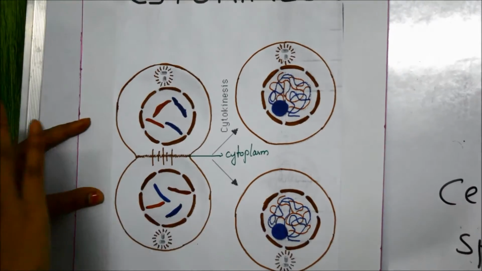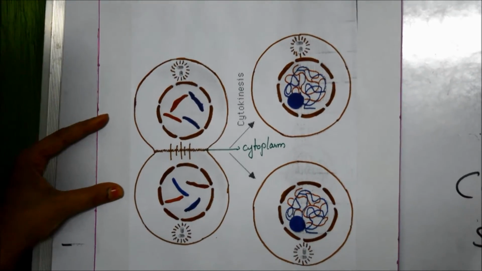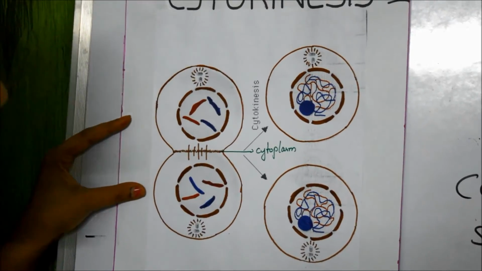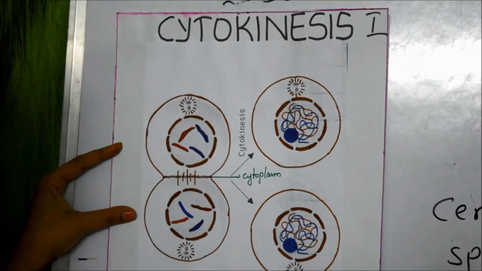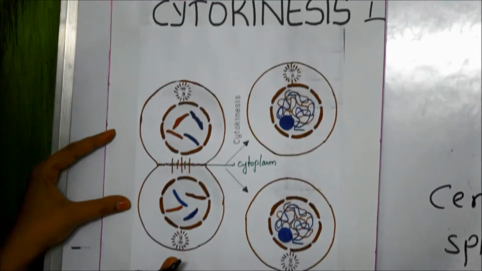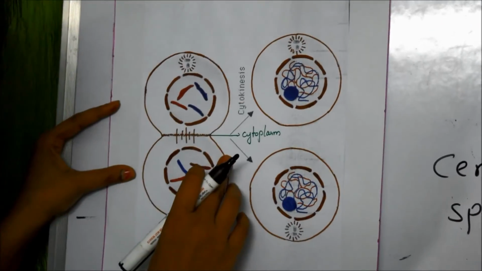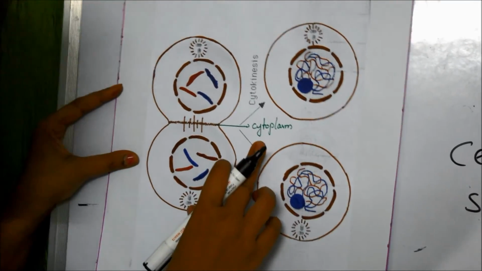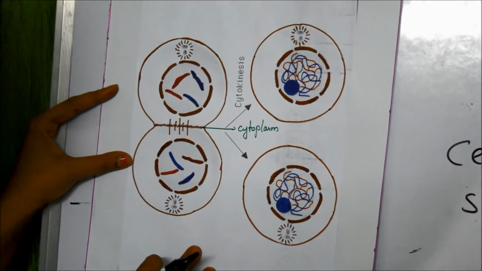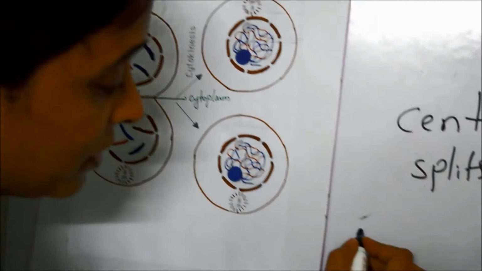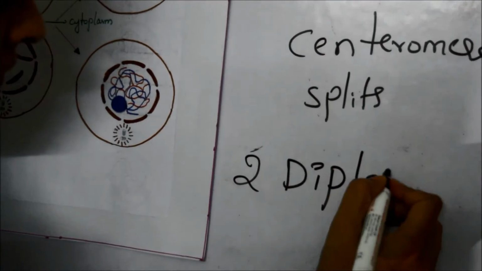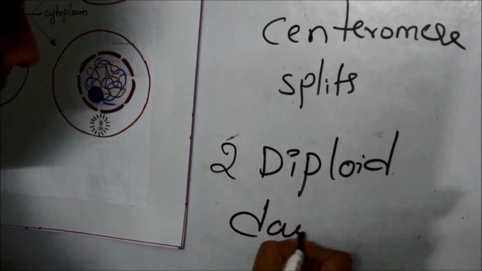The first four stages, prophase, metaphase, anaphase and telophase, together are called karyokinesis because they show the division of the nucleus. The last stage of mitosis we call cytokinesis because only the cytoplasm undergoes division in this phase. From this, mitosis is completed and it gives two diploid daughter cells.